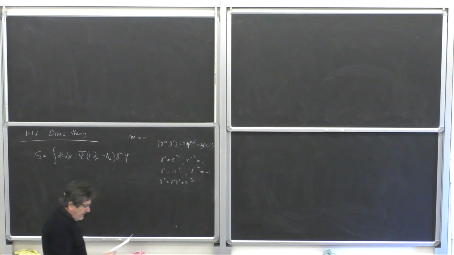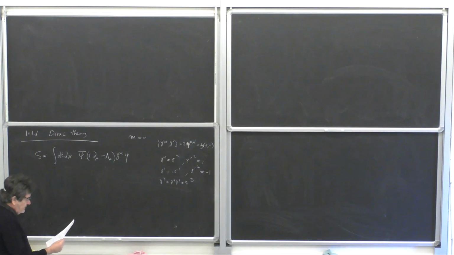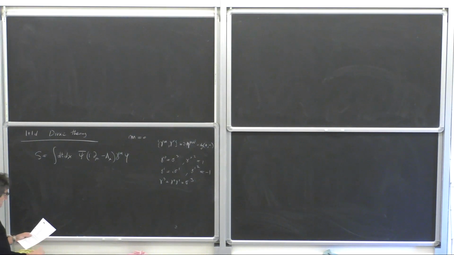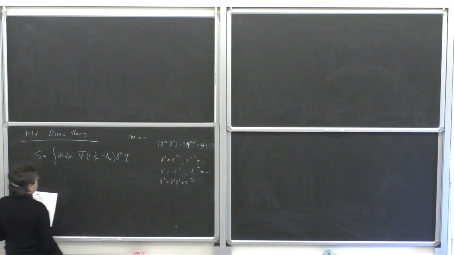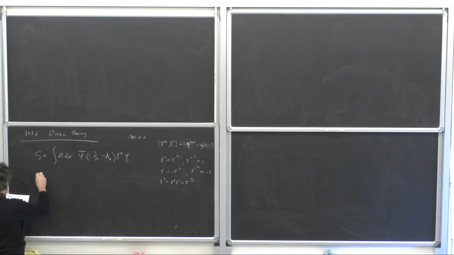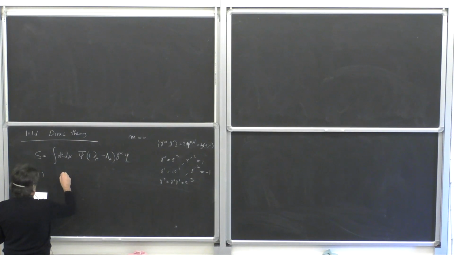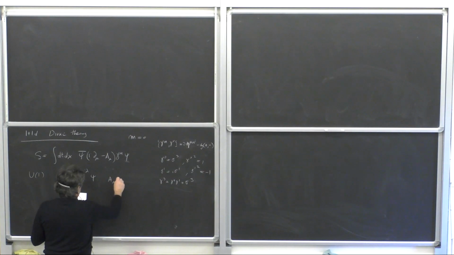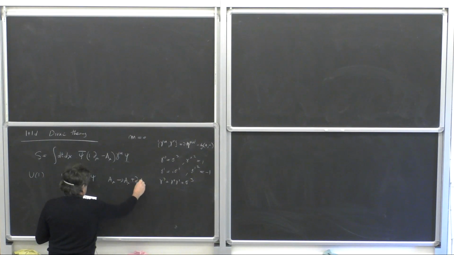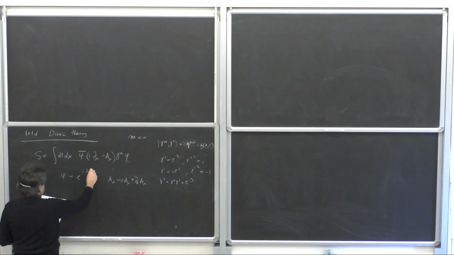So this theory has two conserved charges because there are two gauge symmetries. This is a two spinor. There are two symmetries. The normal U1 symmetry is psi goes into e to the i lambda psi, and A mu goes into A mu plus d mu lambda. This is a gauge symmetry, so it depends on x.